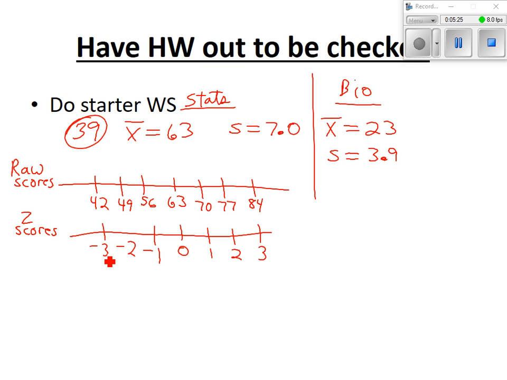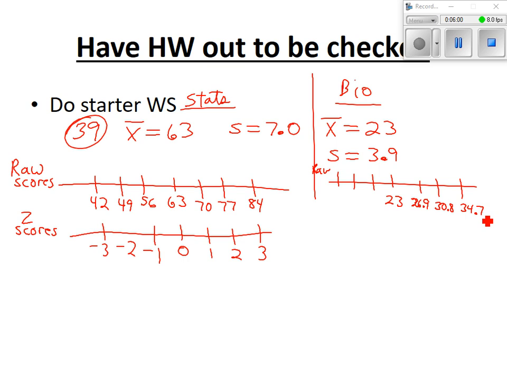If we're looking at the other one, for the raw scores, the mean is 23. Go out 3 standard deviations. Might need some help with the calculator here. This way, we're going to add 3.9, so that's 26.9. Add another 3.9, that's 30.8, I think, isn't it? Yeah. Add another 3.9, that would be 34.7.